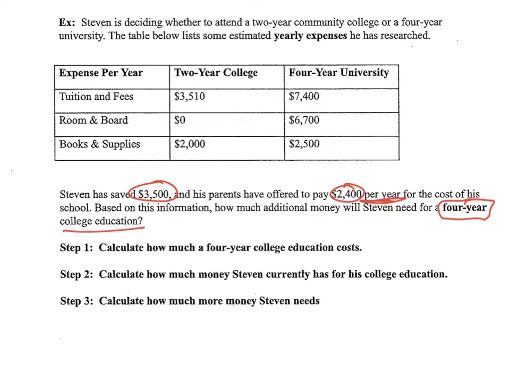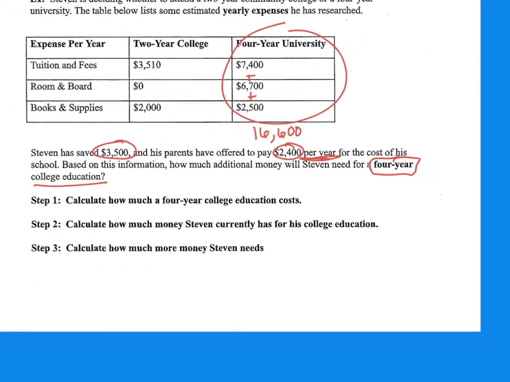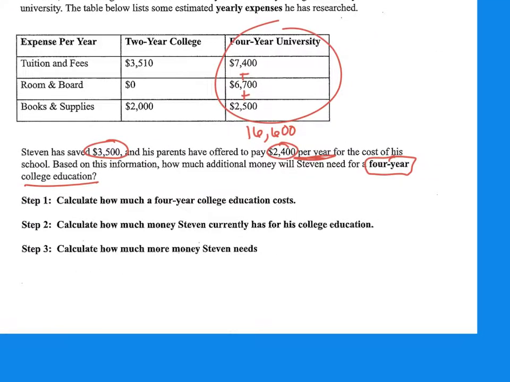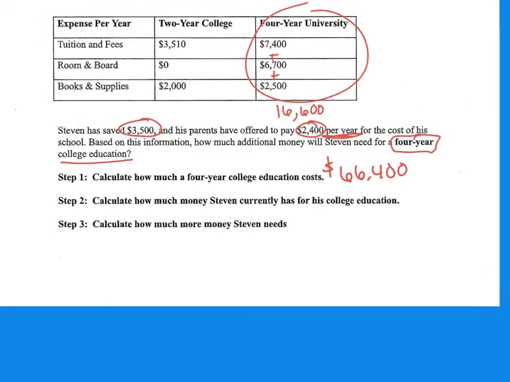So step 1, figure out how much it's going to cost for that 4-year university. So we want to add $7,400 plus $6,700 plus $2,500. $16,600 for 1 year. So then how much is it going to cost for all 4 years? $66,400. No calculator needed. Great. Good job.